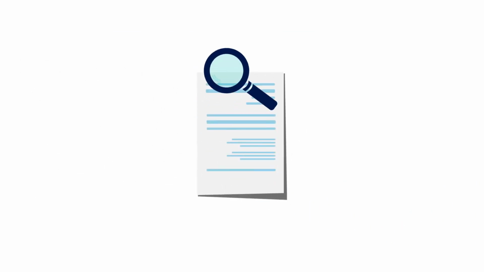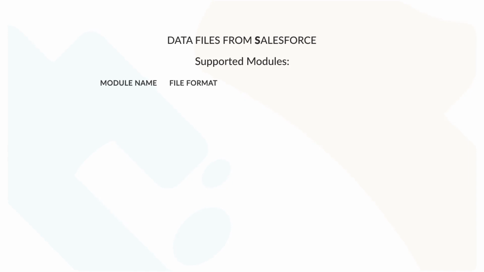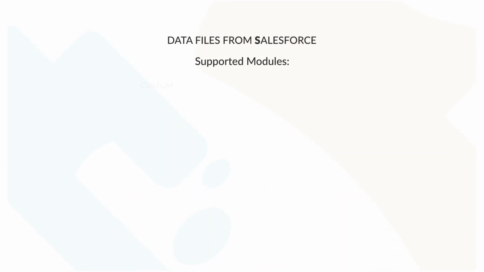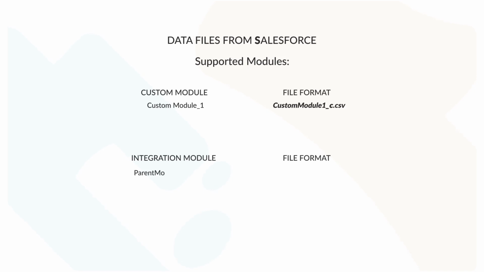As a best practice, before we begin the migration, it is better to riffle through the files and understand which are the files that have data. A list of standard set of modules is supported for the migration from Salesforce to Zoho CRM. Custom modules can also be migrated. Custom modules will have file name as module_name_c.csv. Several integration modules will also have the same file name format.